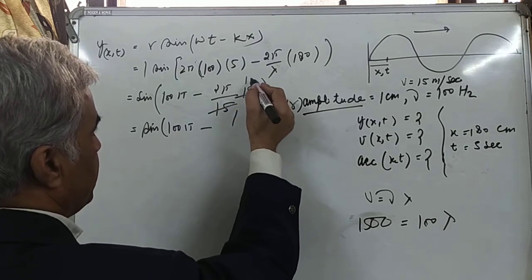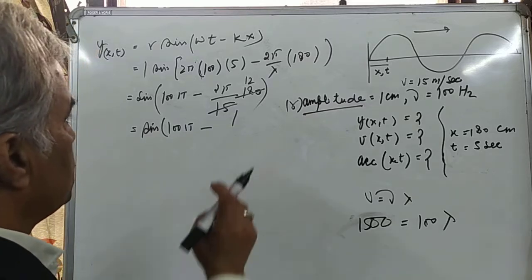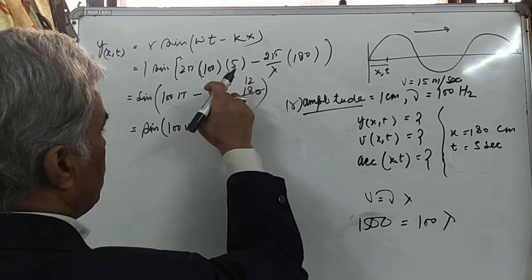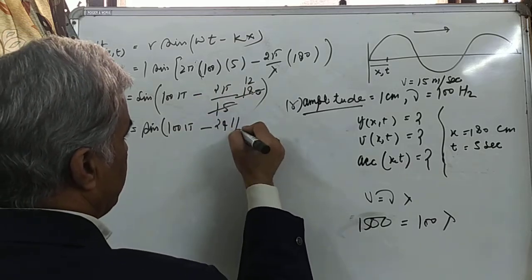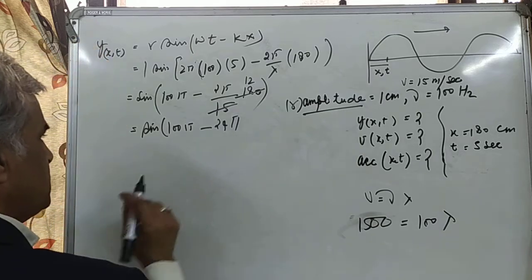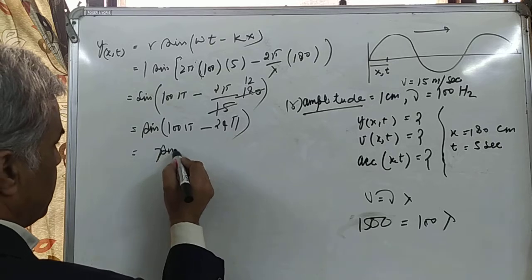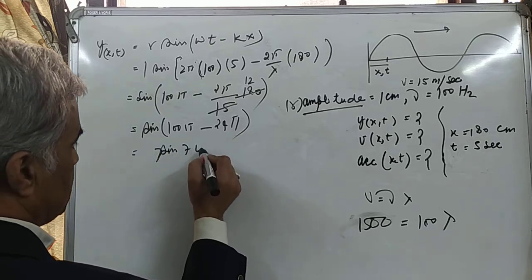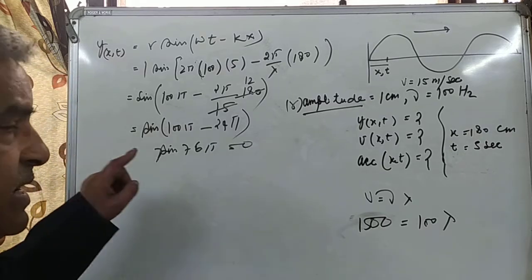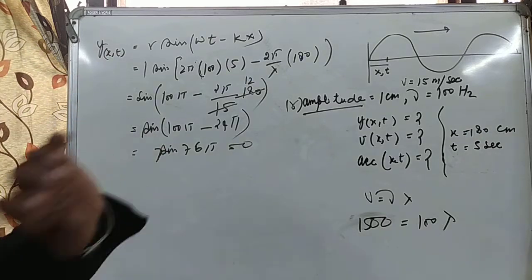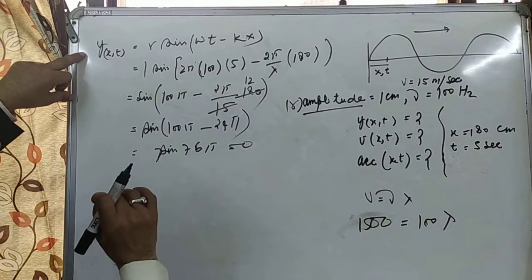simplify now, 15 ones are 15, 15 twos are 30, and 24 twos are 24 pi. So this is sin of 76 pi. Sin n pi is 0. So this implies y is 0.